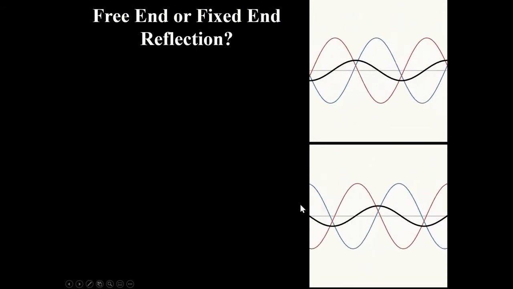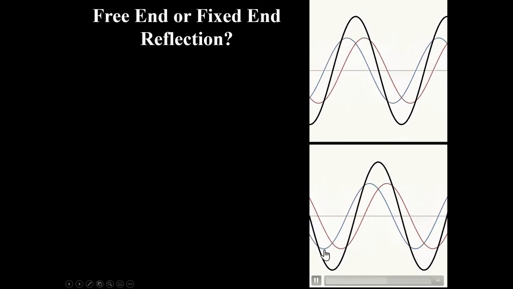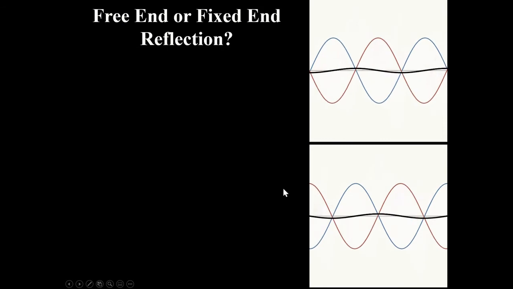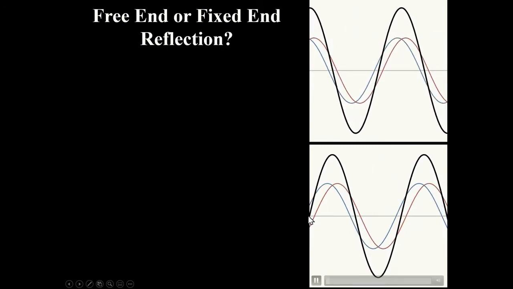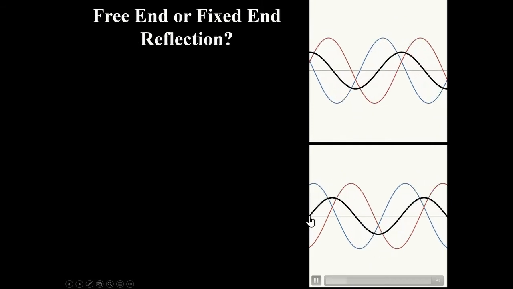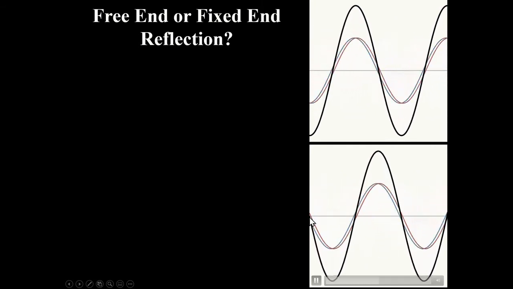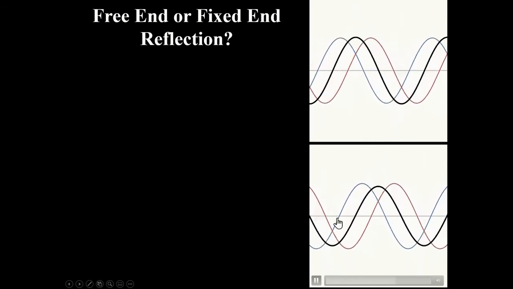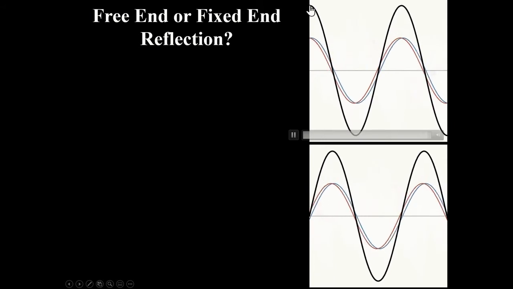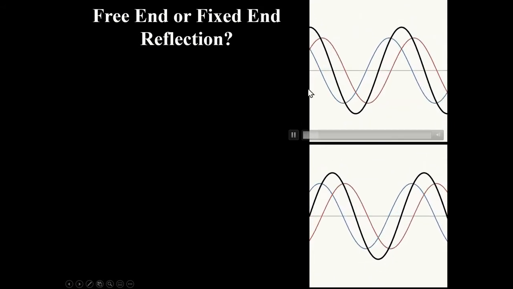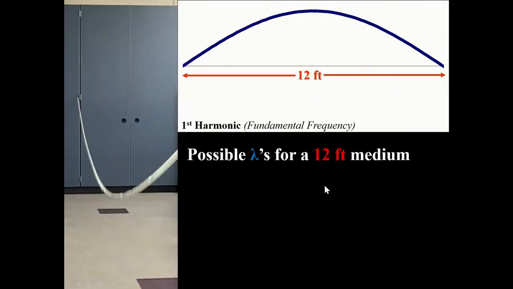On this one, the crest comes in and the trough returned. If we follow this blue one, trough comes in, and crest comes back. It flipped it. But notice that the resultant doesn't move right there at the end. We have a node right there, which is fine because it's held down right there and right there. It's fixed. Here, it's moving wildly up and down, but that's okay because it was free at both ends.